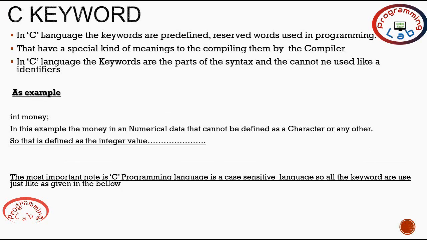C keywords. In C language the keywords are predefined, reserved words used in programming that have a special meaning to the compiler. In C language the keywords are parts of the syntax and cannot be used as identifiers. As an example, int money. In this example, money is numerical data that cannot be defined as a character or any other type, so it is defined as an integer value.